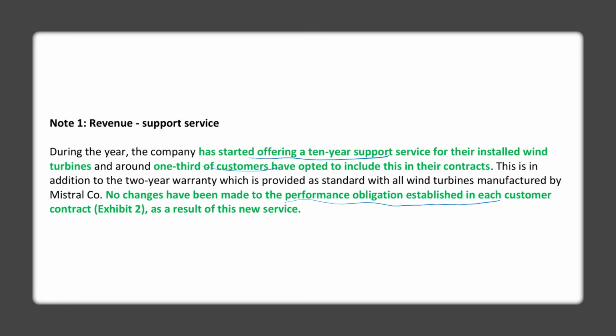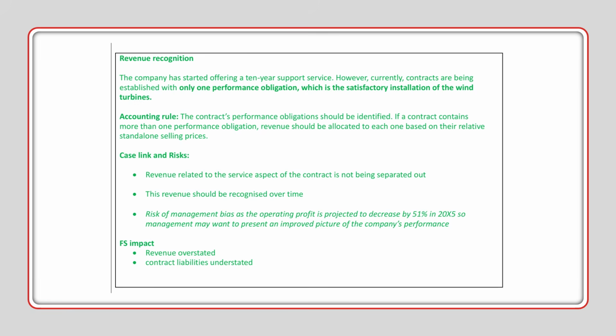No changes have been made to the performance obligation established in each customer's contract. So if I think like an accountant, they would debit their cash or receivable and they would credit their revenue for the amount of this 10-year support service when the turbines are installed, which I know is incorrect. So I now need to convert this knowledge into super easy and very important marks using my answering technique. Let's start off with my identification of the problem. So I've identified that the problem or the concern is they've only established one performance obligation. I get no marks for this. I'm starting off with talking about what the issue is.